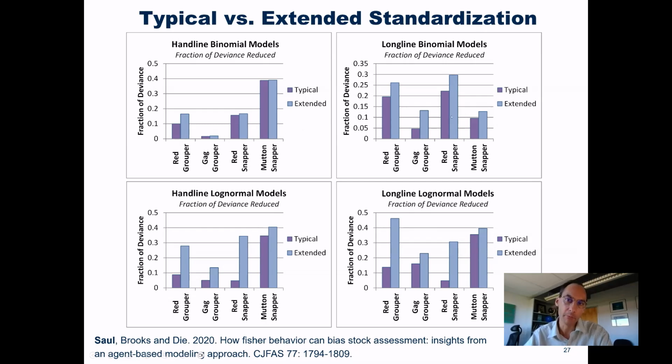We used the typical delta log normal approach. And what you'd see is that for the binomial models, it didn't really matter that much; the fraction of uncertainty accounted for didn't change much, regardless of whether or not you loaded those models up with all those additional factors. But for the log normal portion of the models, a lot more deviance was explained, generally speaking, for 3 of the 4 species when you added those additional factors.